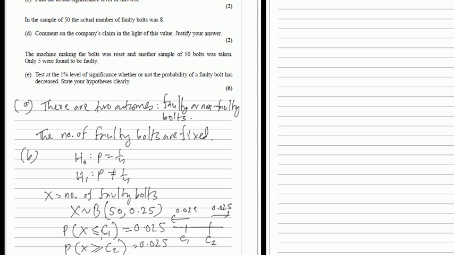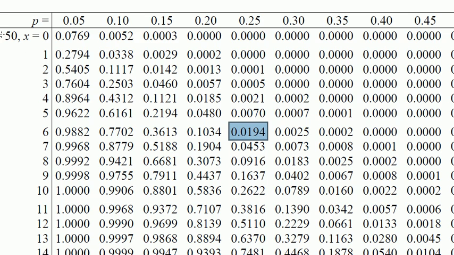So we have to find the value of C1. So we need to look up the binomial table. This is the binomial distribution table where n is 50 and p is 0.25. We are looking for 0.025, but we don't have 0.025. The closest is 0.01, because 0.04 is farther away. This is 0.01, so we're looking for the random variable C1, so this is 6.